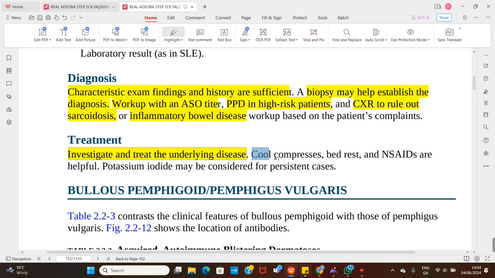You apply cold compresses to the areas where the lesions are. You ensure bed rest, and you give NSAID for the pain, right? You apply cold compress to the area to limit the inflammation and to limit the pain. You tell them they have to ensure that they are resting, give them NSAID, and if it still persists, you can apply potassium iodide, in persistent cases, potassium iodide.